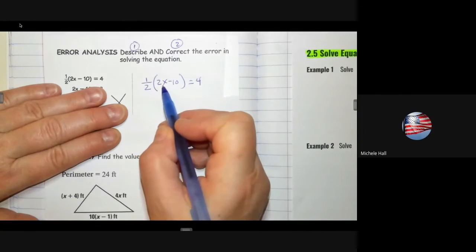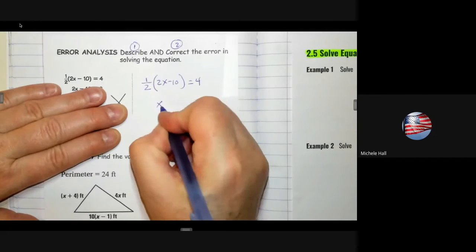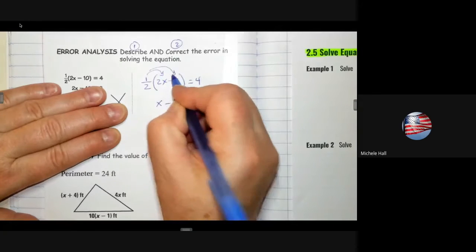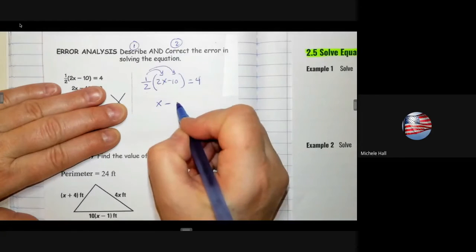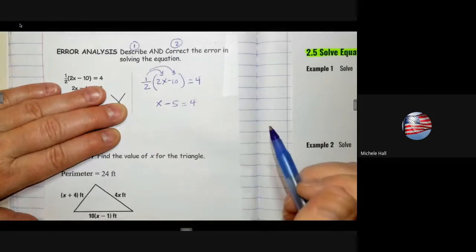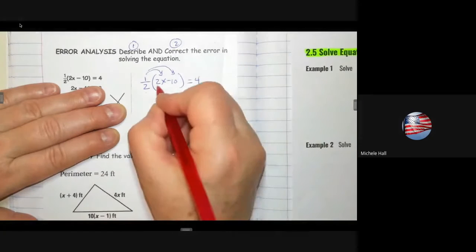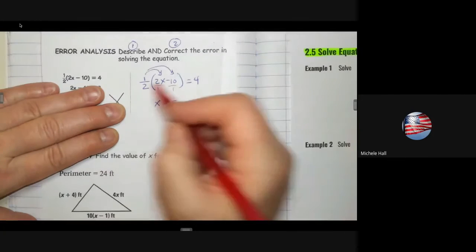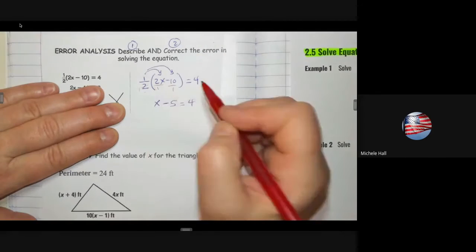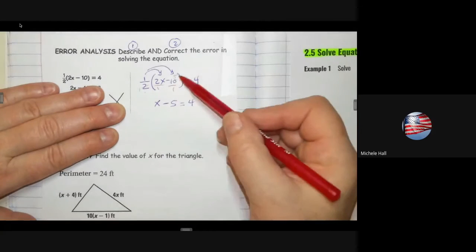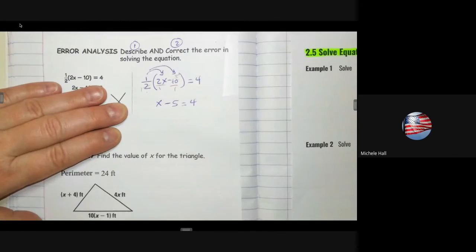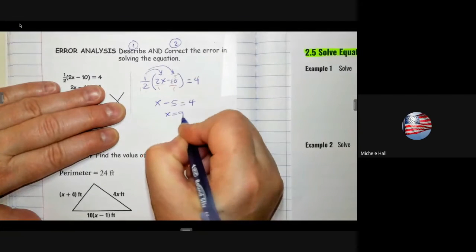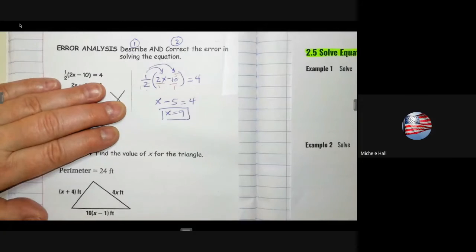I'm just going to do the problem myself. Half of 2x would be 1x. Positive times a negative is a negative. And half of 10 would be 5 equals 4. And again, that can be seen. If I was to make this a fraction, I could cross cancel my 2's. And if I made this a fraction, I could cross cancel 2 and 10. 2 divided by 2 is 1. 10 divided by 2 is 5. So you can still see it's negative 5. I just need to solve by adding 5 to the other side. X equals 9.